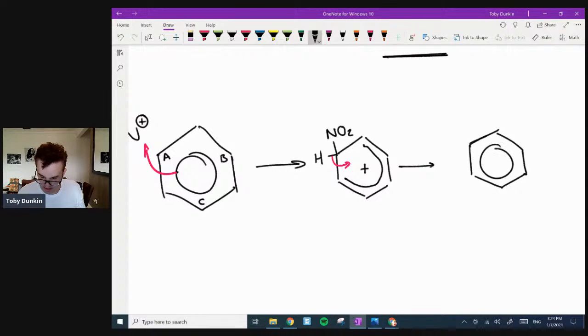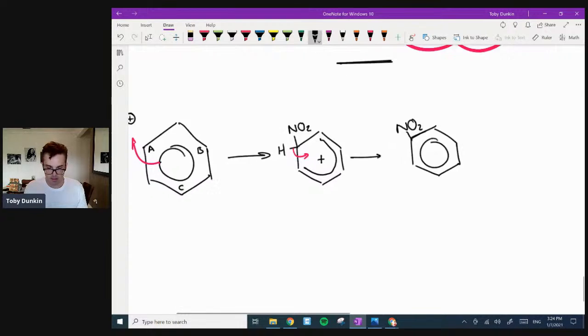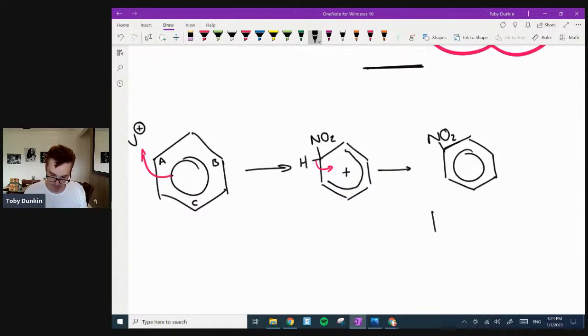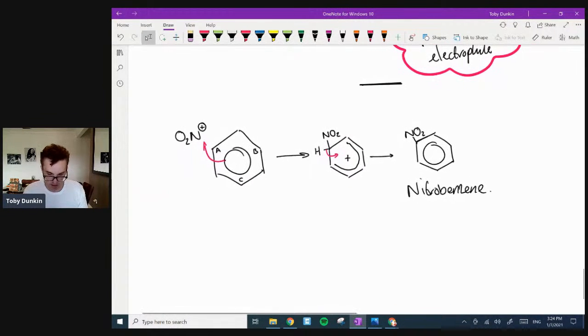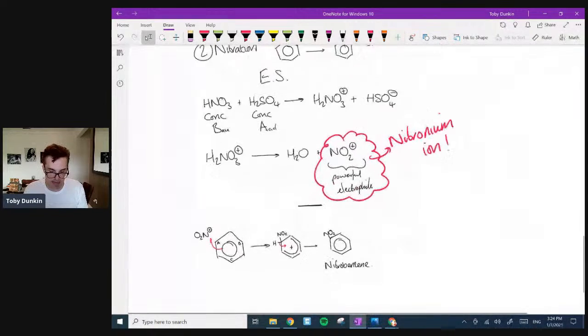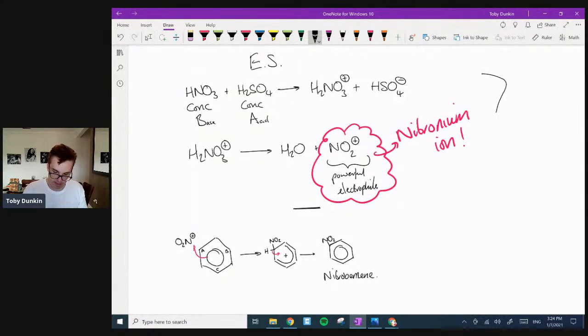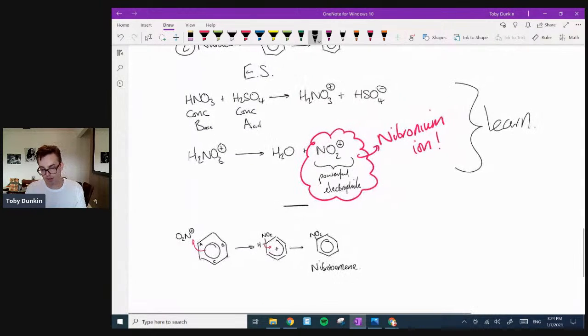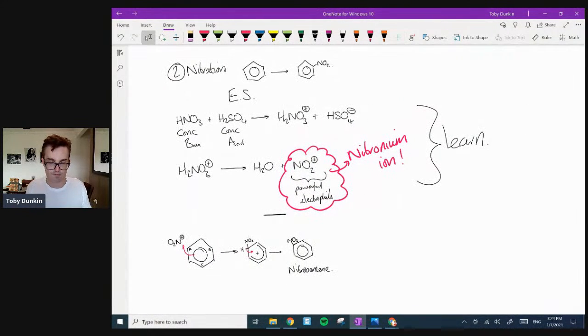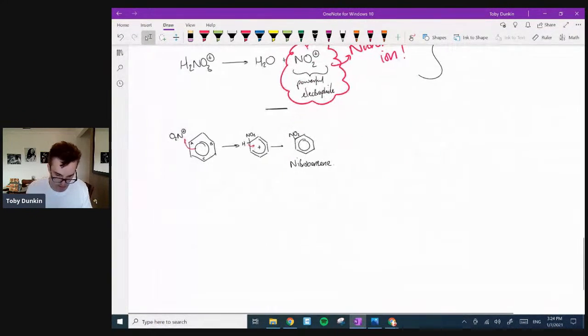Product. Nitrobenzene. There we go. Nitration. This becomes nitrobenzene. The nitro group is the lowest ranking group of anybody. Cool. So nitration, done. The hard bit really is you've got to learn these two. Learn those two, the equations to produce the electrophile. That's what they'll ask you for.